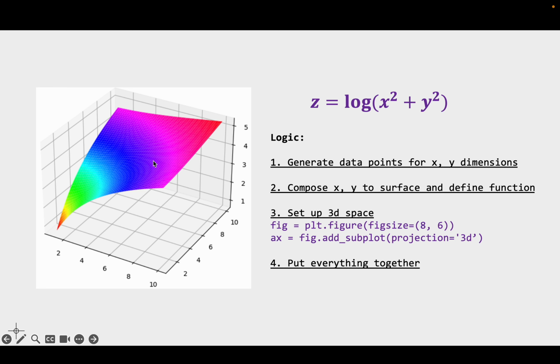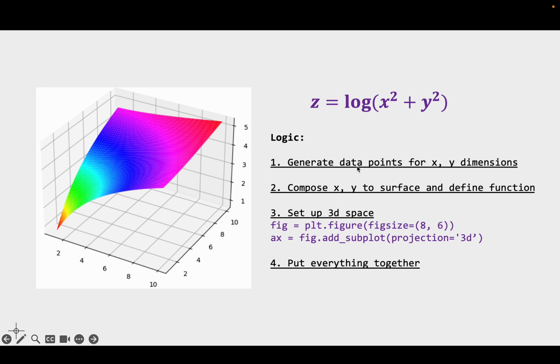Before I show you how to do that in Python, I want to share with you the logic behind this visualization. If you want to visualize this function, you need to generate some data points. So first step, you need to generate the data points for x dimension and y dimension. Because if you take a look at the function, this function occupies three dimensions, right? X dimension, y dimension, and z dimension. So let's generate some data points for x and y separately in the first place.